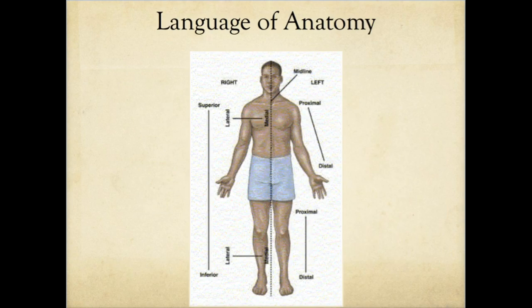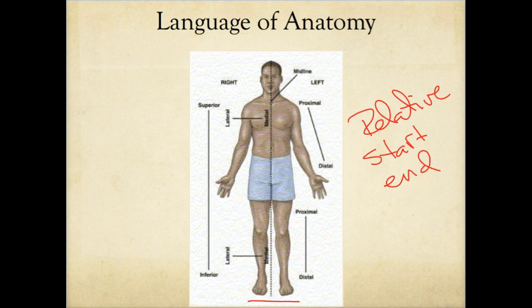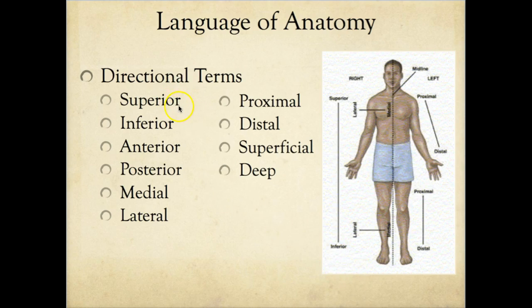Next are the directional terms. Again, the directional terms are relative, and they are always based off anatomical position. Now, when I say relative, I mean it's based on what you start with and what you end with. For example, superior means upper. So the belly button, your umbilical region, is superior to your patellar region. It's above it. But the umbilical region is inferior to your pectoral region.